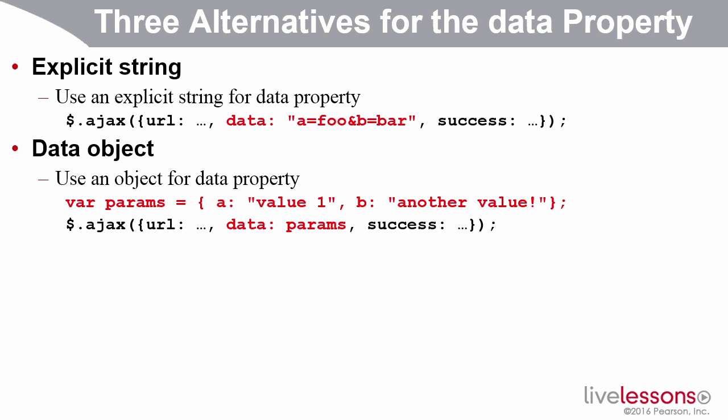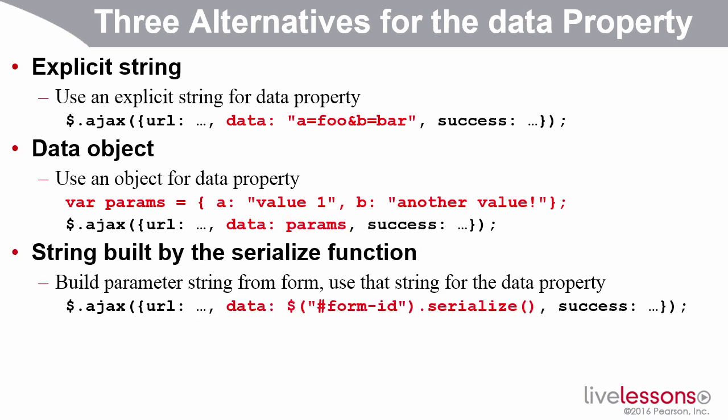A second way of doing it is to supply an anonymous object where the property names in the anonymous object become the parameter names, and the corresponding property values become the parameter values. And then you supply that anonymous object as the data property, and jQuery automatically converts that into a string that consists of name-value pairs with ampersands and equal signs.